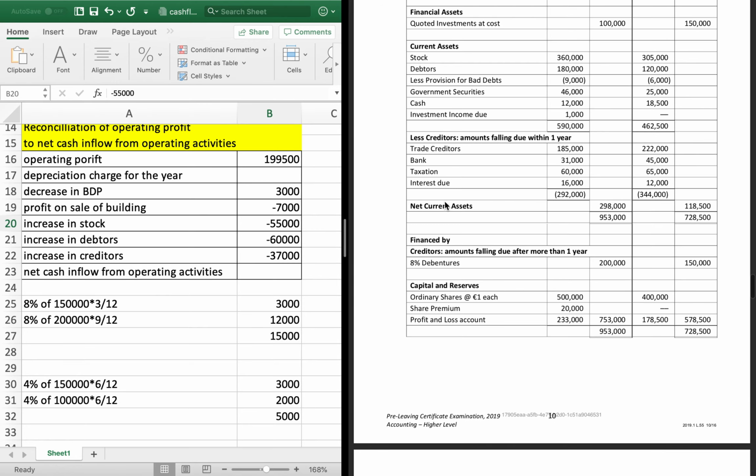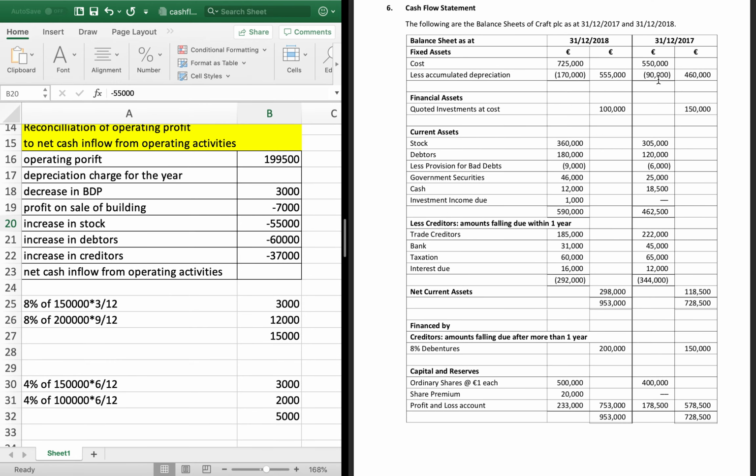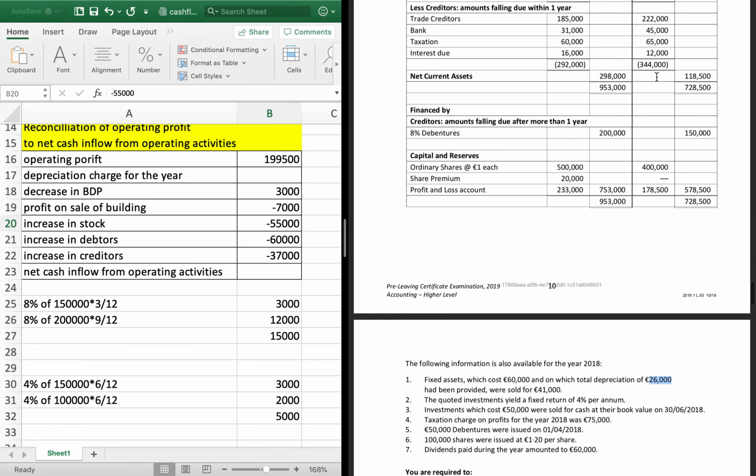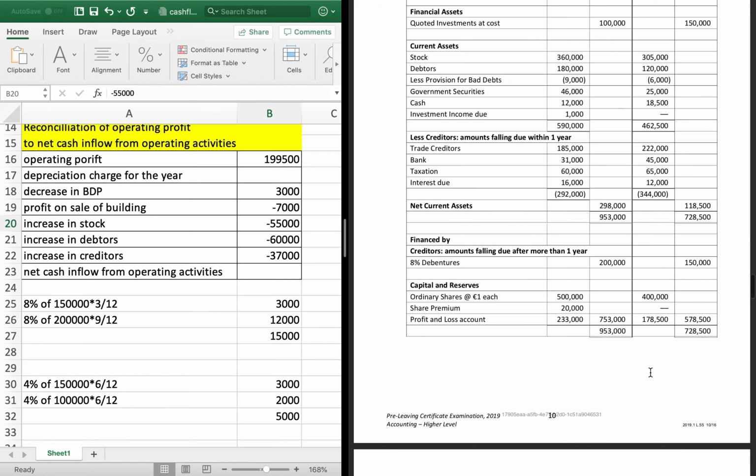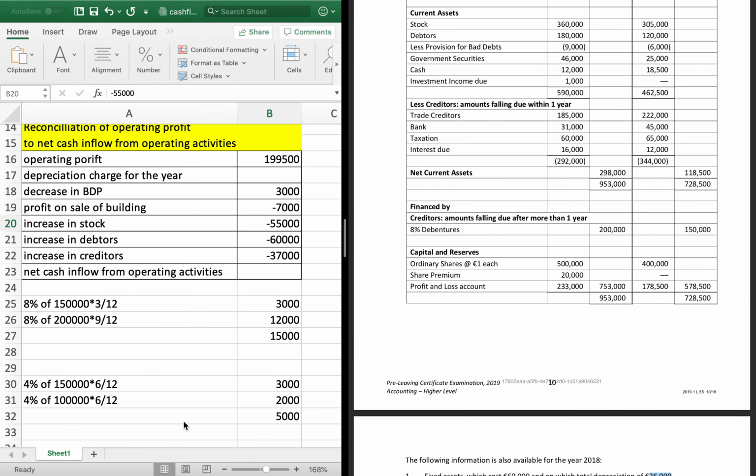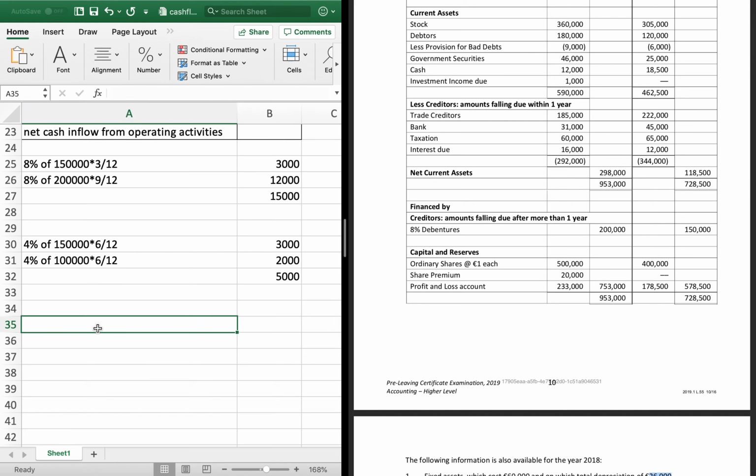So it's just going to be the differences in all of these. So luckily enough, they don't have a load of different fixed assets. They just tell us the cost and the depreciation. So depreciation started at 90. Remember, you sold an asset with depreciation at 26. So the depreciation has really gone from 90,000 and it's gone down by 26,000, which will give you 64,000.